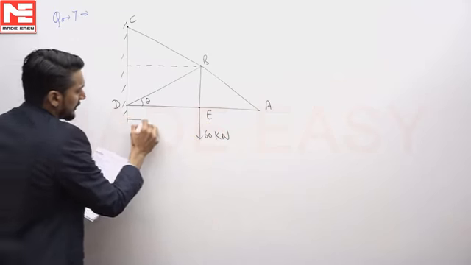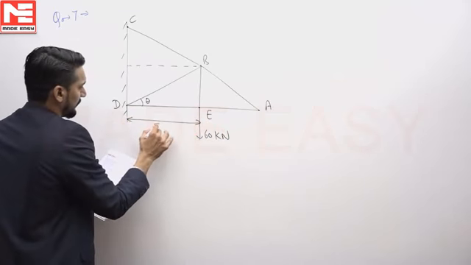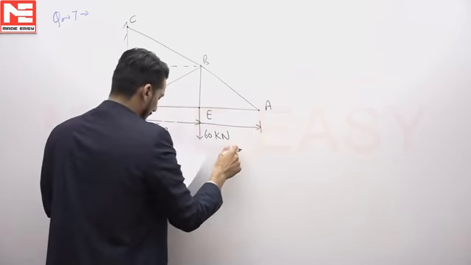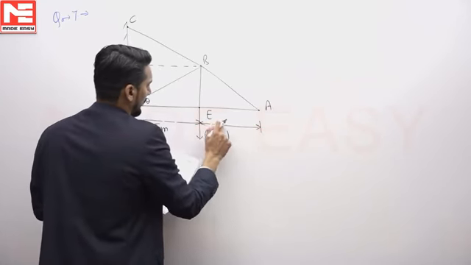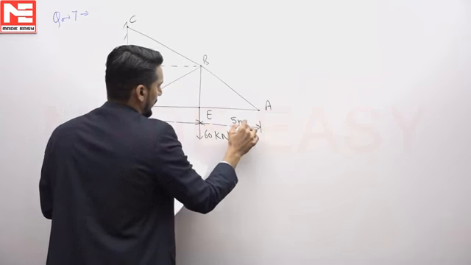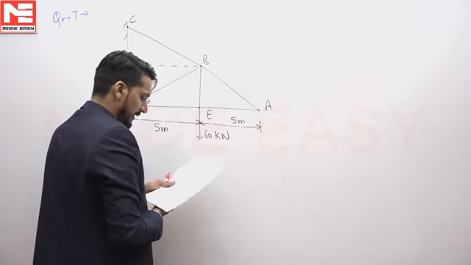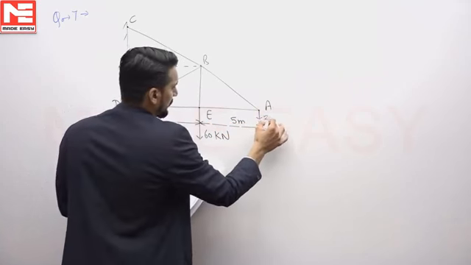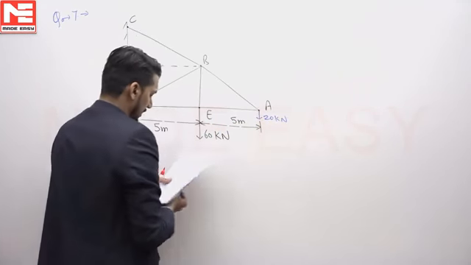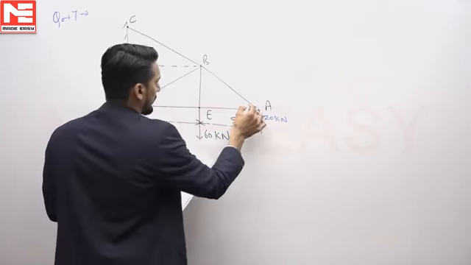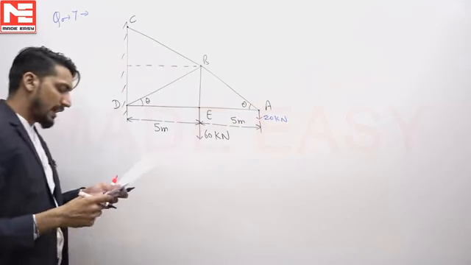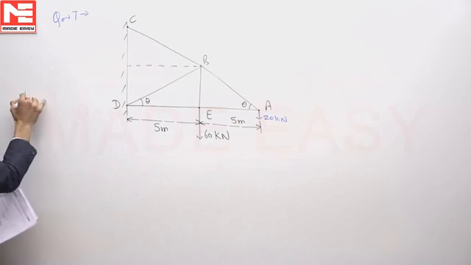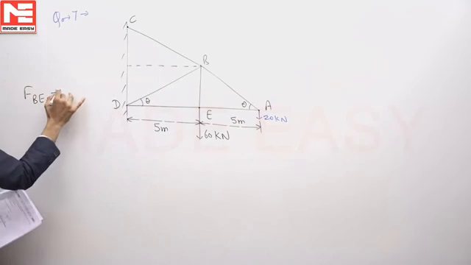Now this is given as 5 meter, and again this is also given as 5 meter. Now there is one more force acting at A, that is downward, and its magnitude is 20 kilonewton. And this angle is theta. What is asked is the force in member BE. Okay, force in member BE.